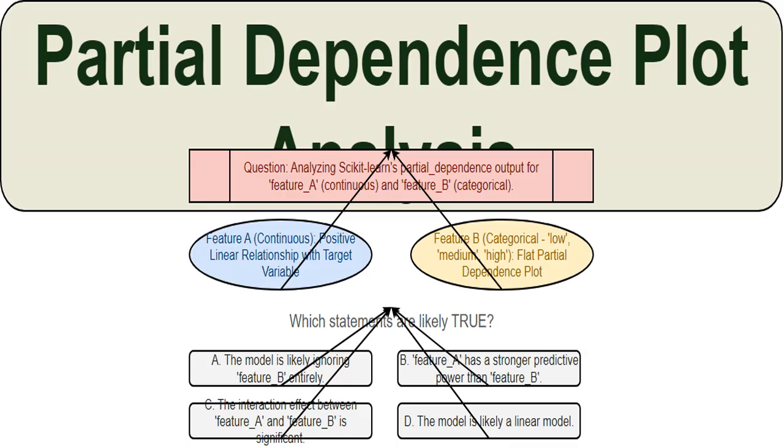I'm analyzing partial dependence plots, PDPs, to understand how features affect a model's predictions. PDPs show the average effect of one feature on the model's prediction, keeping other features constant. This helps us understand feature importance and identify possible relationships. This technique is very valuable in interpreting black box models.